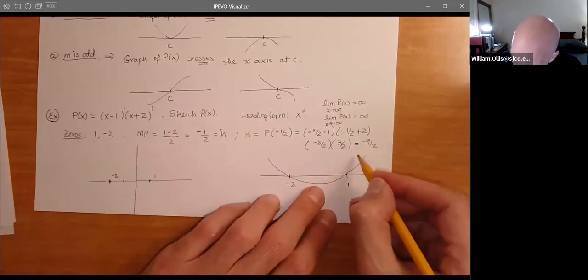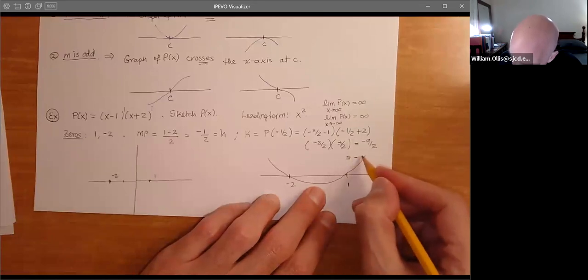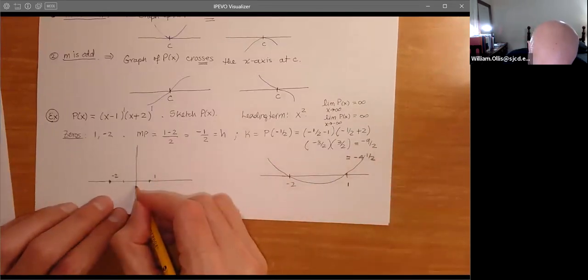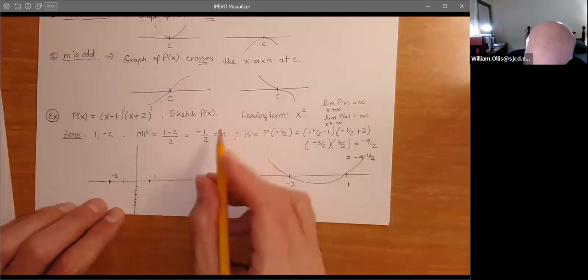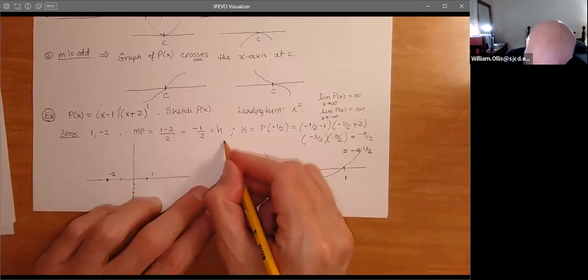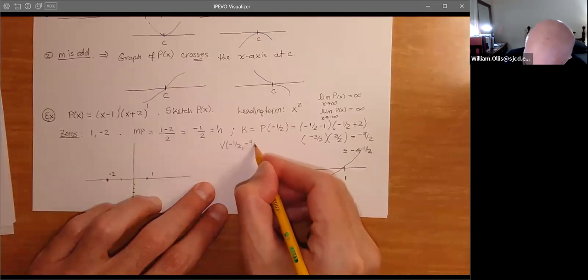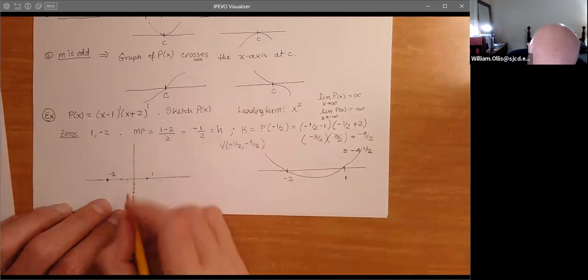bit different here. When we look at this, this will be a -4 and 1/2. So I'll do my scale a little bit smaller here. So 1, 2, 3, 4, 5. So about right there. And then the -1/2. So the vertex, I'll go ahead and write it out formally, is -1/2, -9/2. So we're about right here. So the -1/2, so that puts us about right here for the vertex.